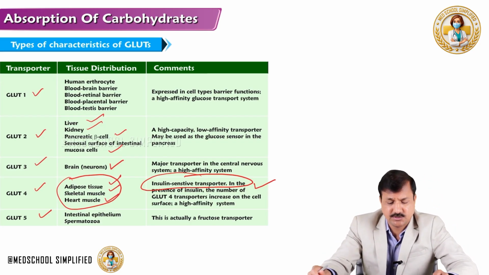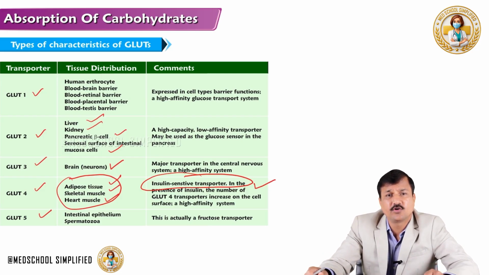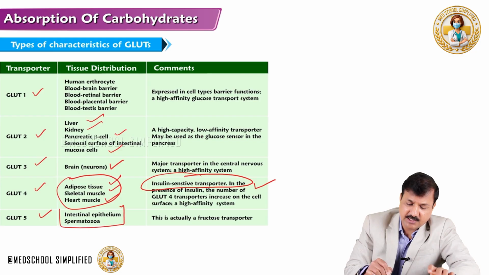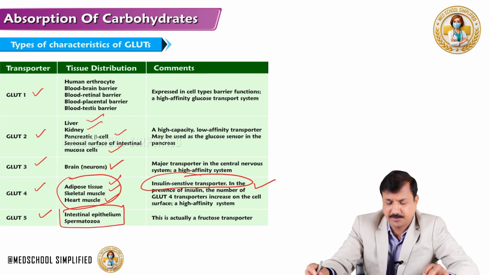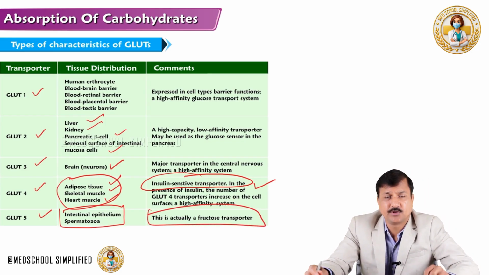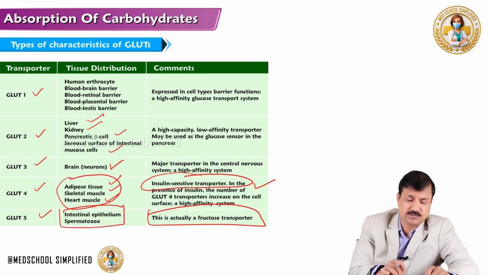We have adipose tissue, skeletal muscle, and cardiac tissue. These are the tissues that contain GLUT4 transporters, which are insulin sensitive transporters. Coming to GLUT5 transporter. GLUT5 transporters are present in the intestinal epithelial cells and spermatozoa, and they transport fructose. Okay, so these are the types of glucose transporters.